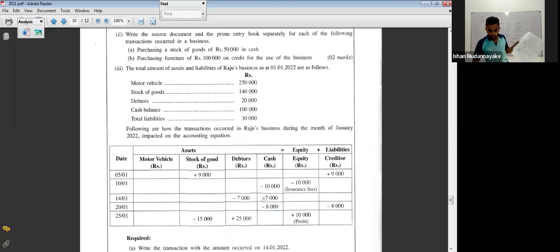Plus 7,000, plus 7,000, minus 8,000 means minus 1,000. Then minus 10,000, minus 11,000. Total amount minus 7,000. Sorry, minus 11,000. Then cash minus 11,000. Net difference.